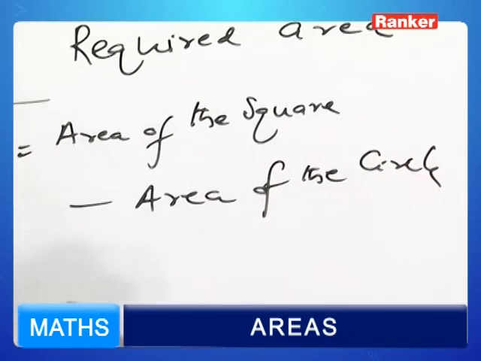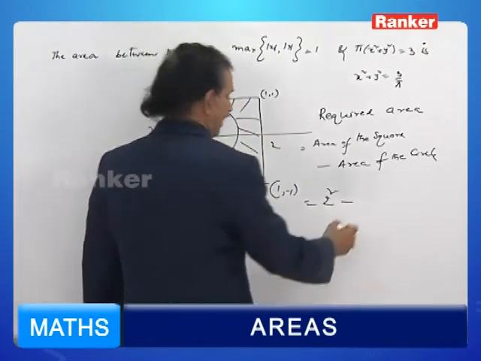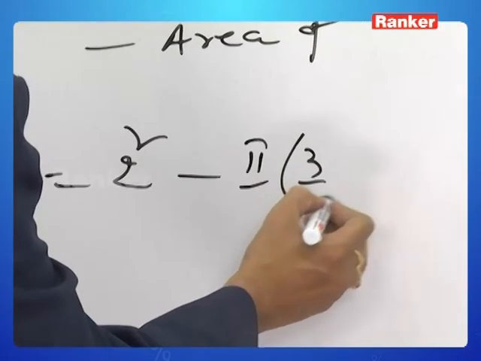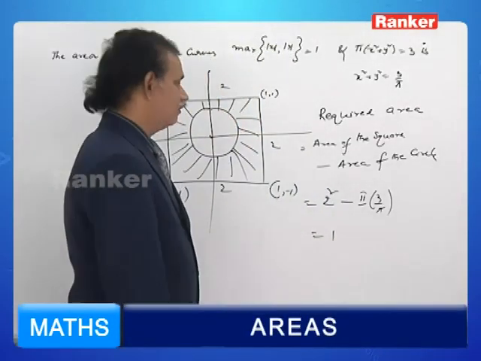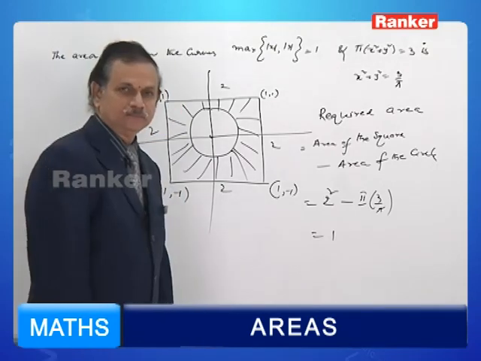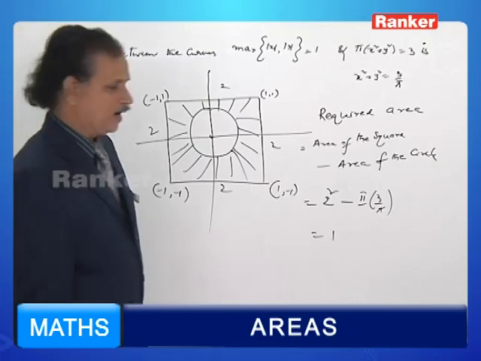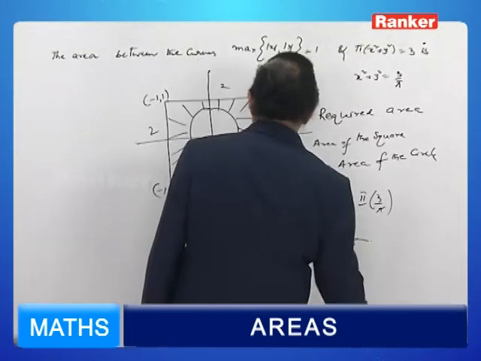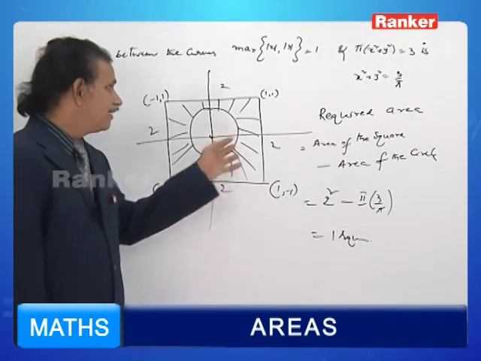What is area of the square? 2 square, that is 4. What is area of the circle? Pi r square, that is pi into r square is 3 by pi. Pi and pi will go away, leaving you 2 square is 4, 4 minus 3 is 1. So, what is the required area? 1 square unit. That is the beauty of the problem.